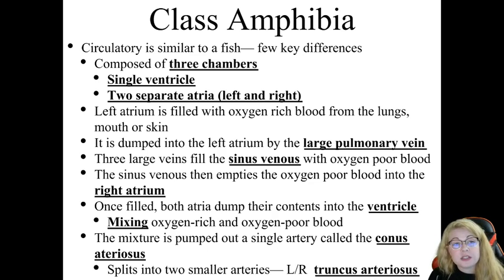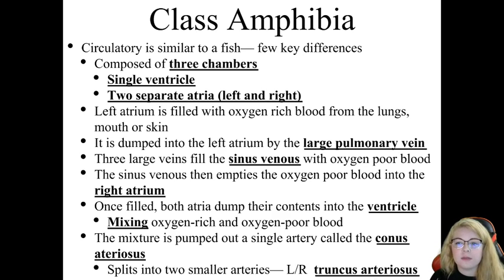So the circulatory system of an amphibian is very similar to the circulatory system that we just discussed in the bony fish, but there are a few key differences which we're going to highlight. So the first is that it's composed of 3 chambers instead of 2. So the heart is composed of 3 chambers instead of 2, a single ventricle, and a left and a right atria. We as humans, as I said, have a left and a right atria and a left and a right ventricle, so we have 4.